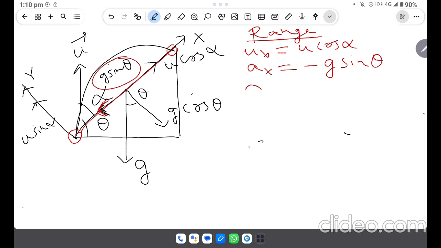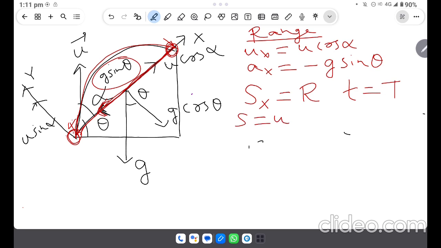Now the horizontal displacement sx from this to this is equal to R. The time required for the projectile to achieve this horizontal displacement is the time of flight, because by the time the projectile moves from this point to this point, it will have covered this complete horizontal displacement, so small t is the capital T. Again we use the formula s equals ut plus half at square. Here s is the range, so we write R.